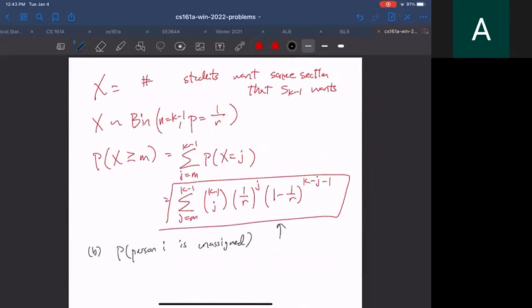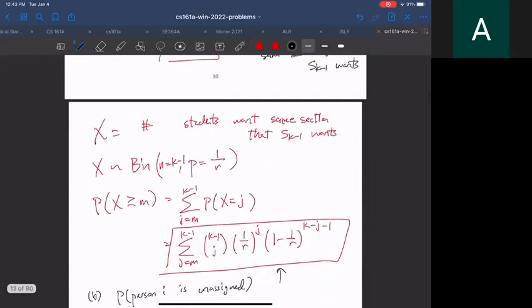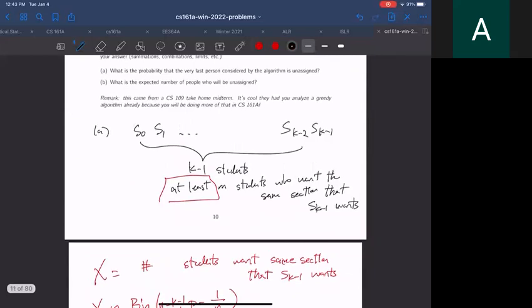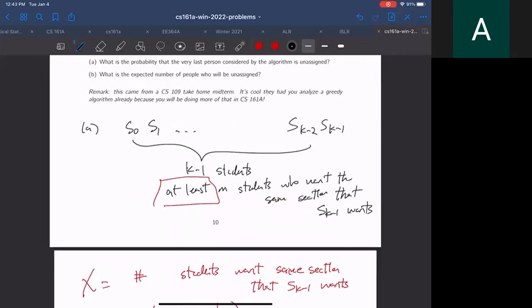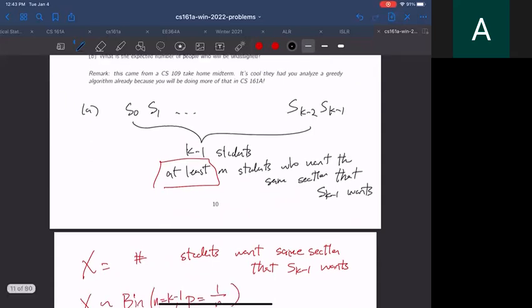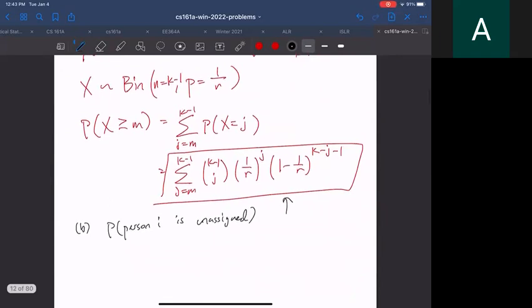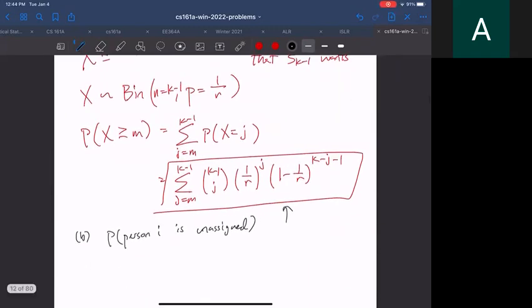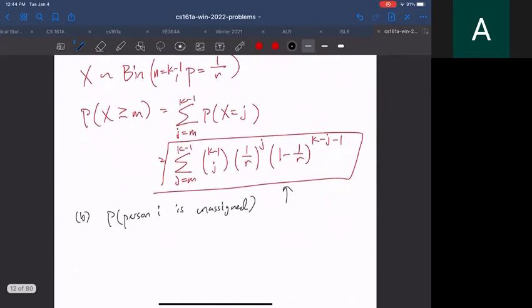We can generalize the answer we have over here. If we're not dealing with the last person, but someone before the last person, we still have the same calculation. The only thing that changes is the number of students in front of them that we have to consider. Here, we had to worry about the first k minus 1 students. But if you're only considering the ith student, then how many students are before them? i minus 1 students. So the only thing we have to change to calculate the probability that person i is unassigned is, instead of k minus 1, you'd replace that with i minus 1.